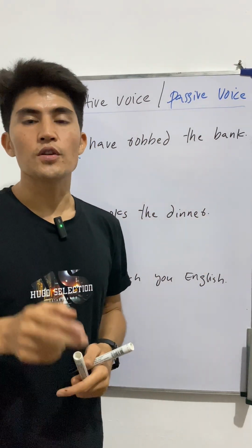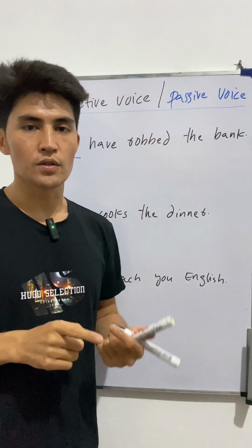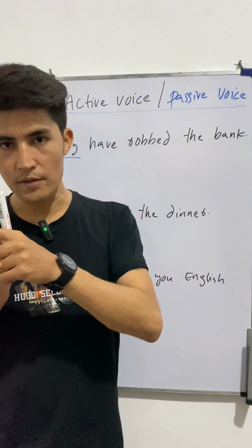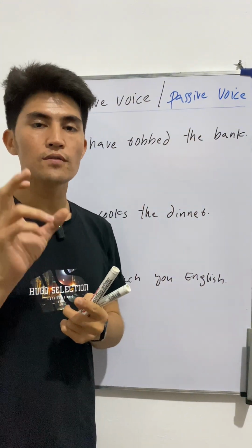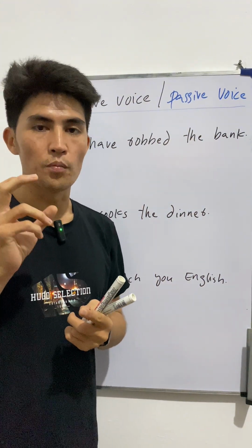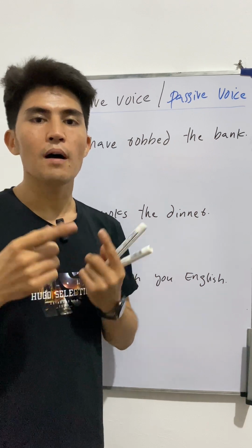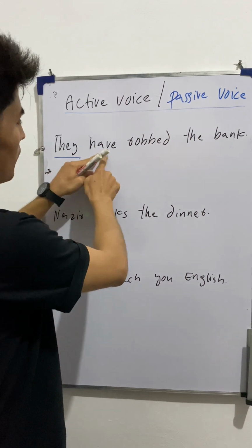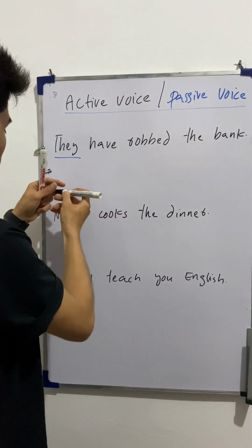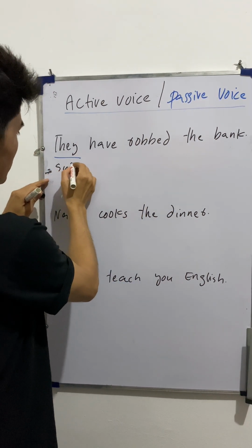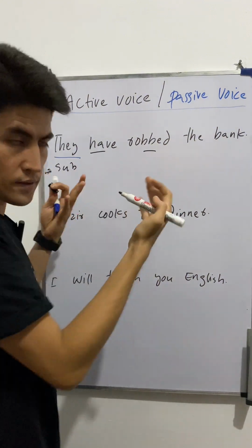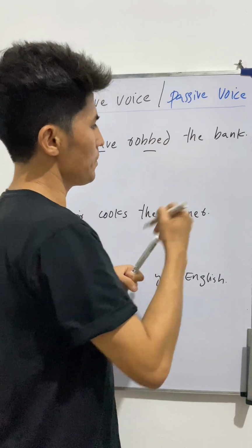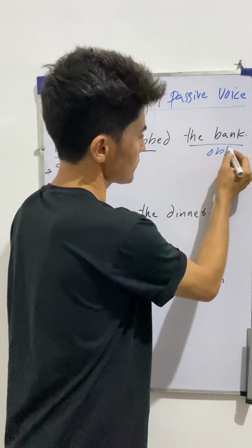First thing you have to do is to identify the direct object. If you want to change an active voice to a passive voice, you have to first of all identify the direct object in the sentence. شما باید مفعول جمله را پیدا کنید. Okay. They have robbed the bank. They میشه subject یا انجام دهنده کار. Have robbed is the verb, right? Third form of the verb with the helping verb. And we have got the bank here. This is the object of the sentence.